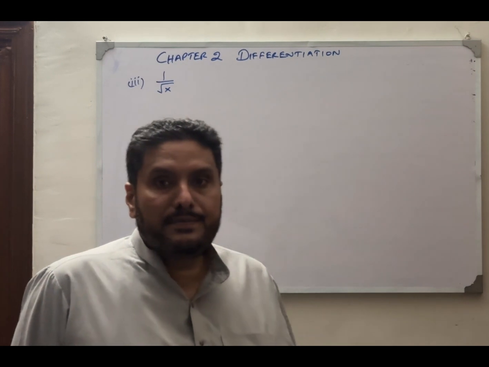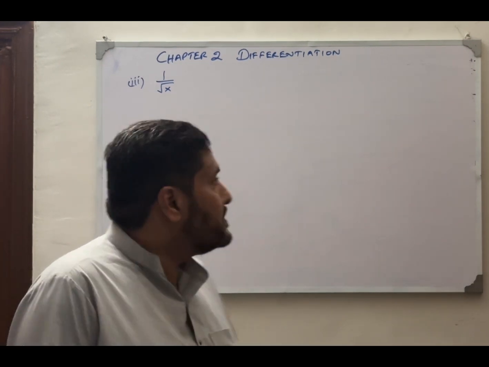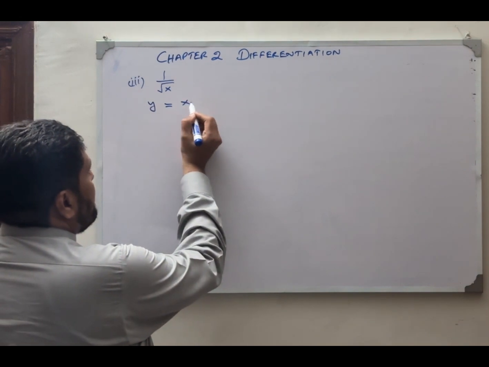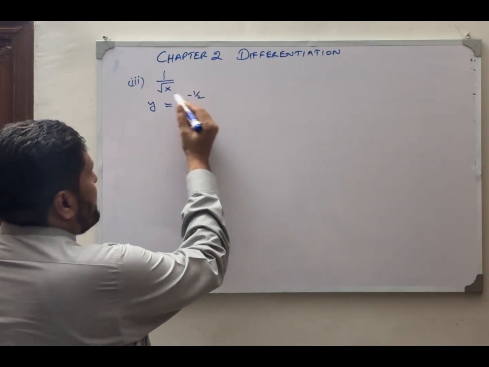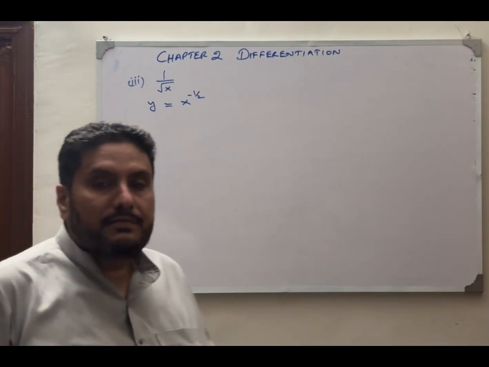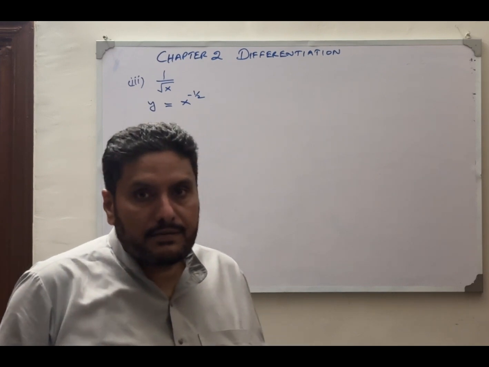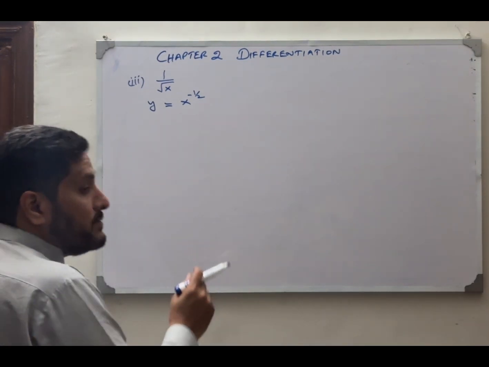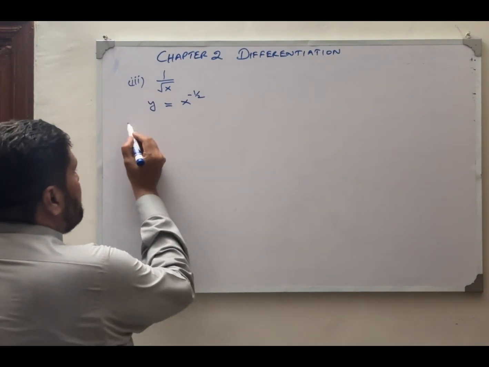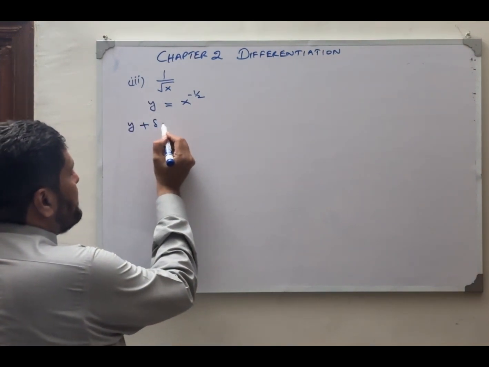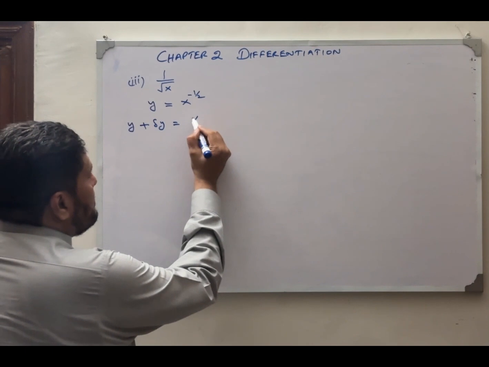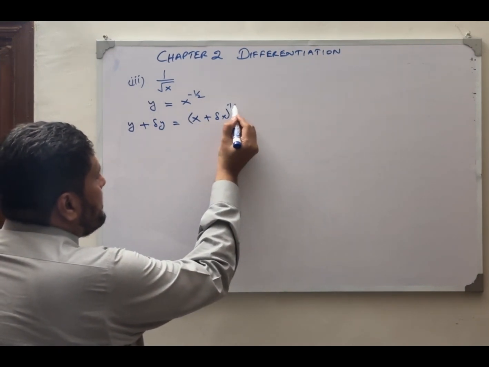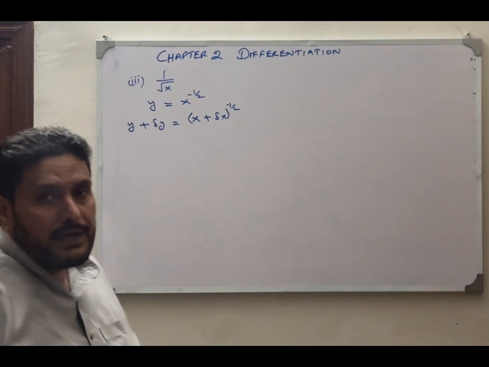Okay, in the third part, we have another function, y is equal to x power minus 1/2. That is 1 over x power 1/2. We can write it as y is equal to x power minus 1/2. So by following step 1, we have y plus delta y. This is equal to (x plus delta x) whole power minus 1/2.